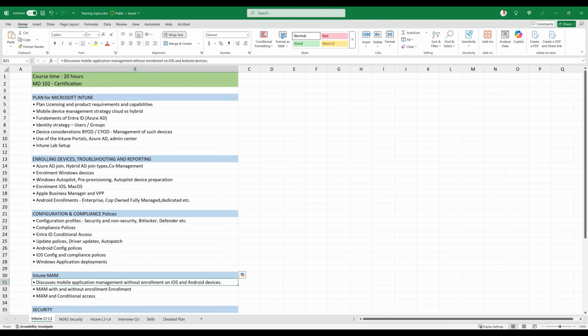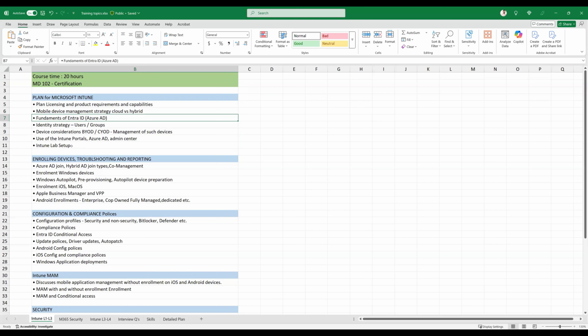So I say 20. None of my trainings are 20. It is usually 30, 28, 26. But we start off learning with plan licensing. We talk about Entra ID, a lot of Entra ID, a lot of hybrid ID management, and then Vivo ID, bring your own devices, and then your Entra ID applications. So registering the devices, joining the devices, hybrid IDs, Azure AD Connect. Nowadays it's called Entra ID Connect.